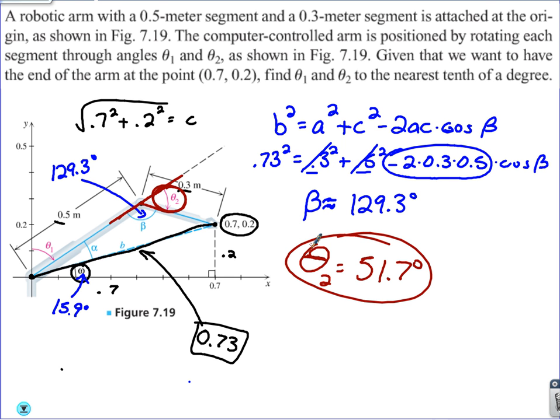That's one of your two angles of rotation. You're going to pivot that second part of the arm down 51.7 degrees. Is it 50? Thank you very much. 50.7.